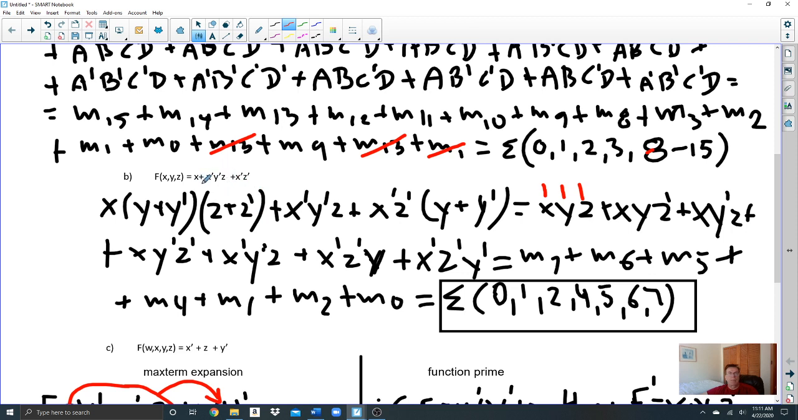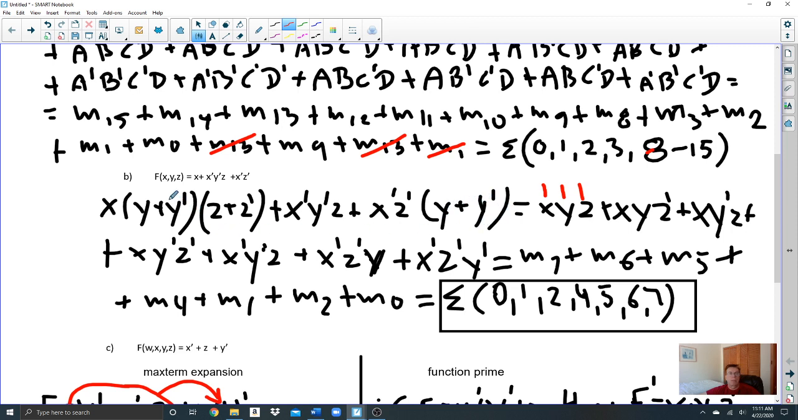Now this term is already a minterm. X prime, y prime, z has all three variables of this function. So we're leaving it alone. It's already a minterm, we don't have to convert it. But the term x prime, z prime has one variable missing right here. So I'm expanding it into y plus y prime.